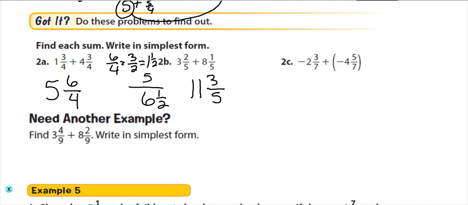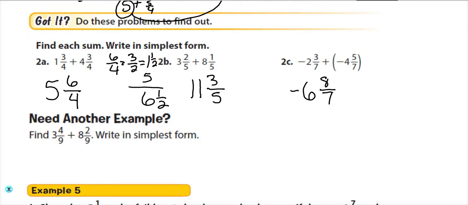Okay, now we have negatives in there, so you got to pull out those negative rules again. Same signs, because they're both negative, add and keep. So we got to add them together, keep the signs, okay? That means add everything together too, all right? So we could do 2 and 4, so that's going to give us -6. And then we got to do 3 plus 5, that's going to give us 8, and then over 7.